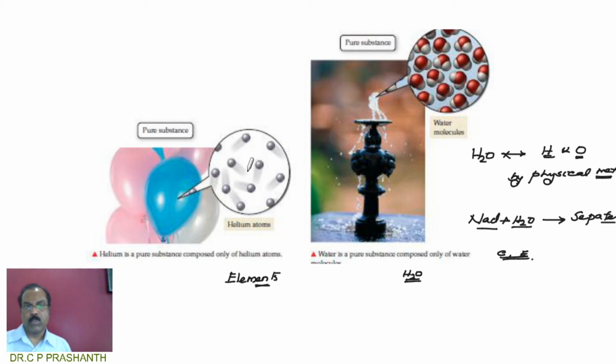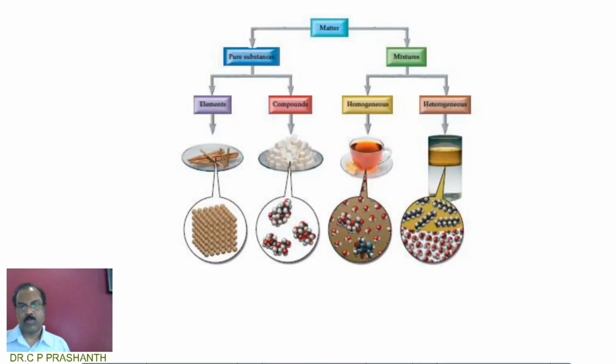So helium is a pure substance. It is an element. It is atomic. Water is a pure substance again. It is called a pure substance because we cannot separate it into the constituent atoms by physical means. Let's try to understand more about matter.